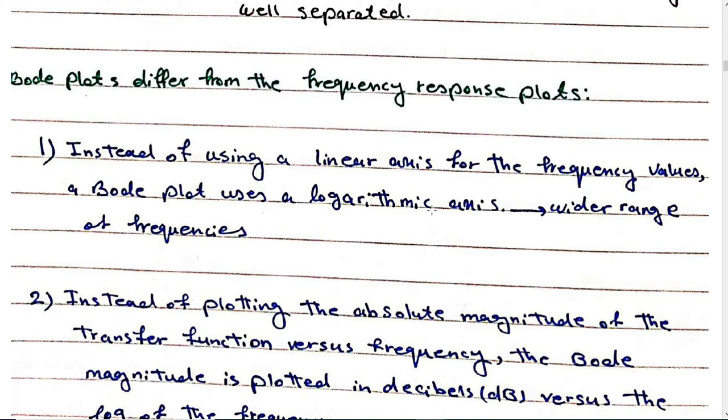Yes, because sometimes we have a very big range of frequencies and we want to plot everything in a very small plot. With a linear axis we cannot, because it is a wide range of frequencies. But if we use a logarithmic axis, we can plot a wider range of frequencies. That's why we use a logarithmic axis. So a wider range of frequencies, that is the answer.